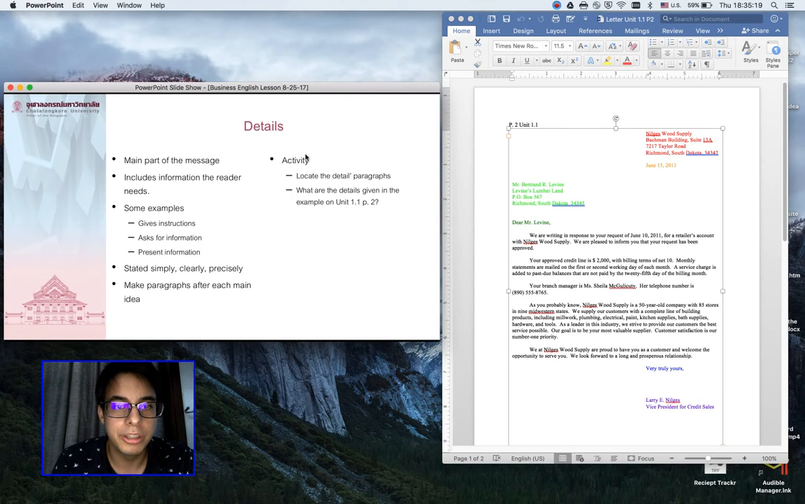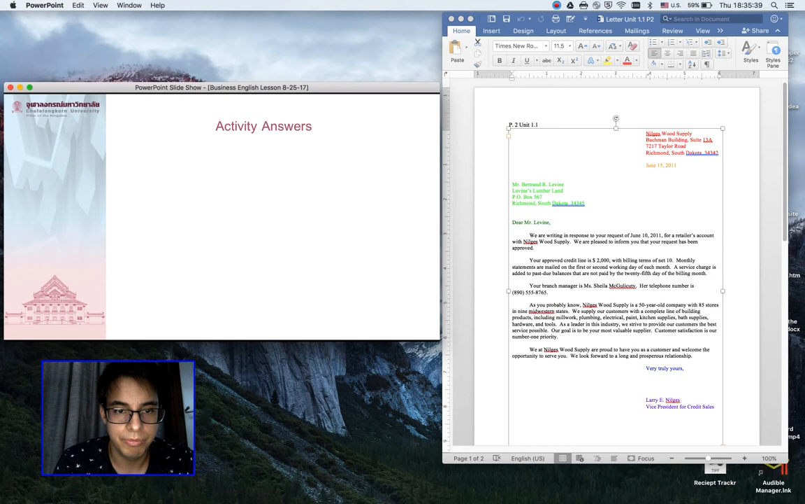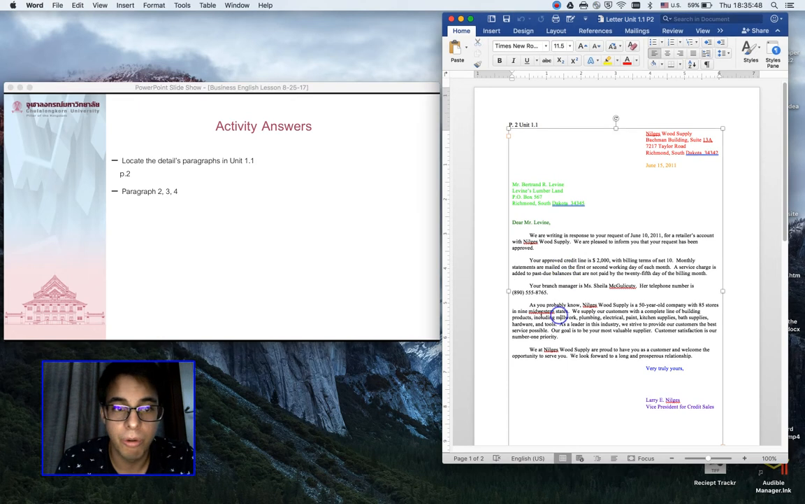So now what I want you to do is, in the same example on Unit 1.1, page 2, I want you to talk about what details are given on page 2. So go ahead and pause this video, take a look, and develop an idea of what kind of information is provided. Okay, so activities answers. The detailed information is provided in paragraphs 2, 3, and 4.